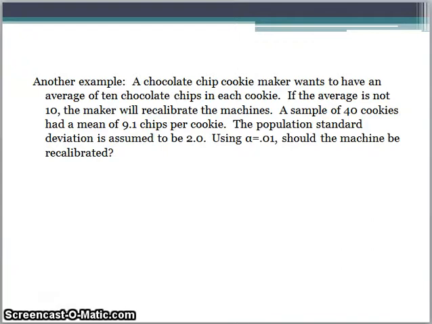Here's another example. The chocolate chip cookie maker wants to have an average of 10 chocolate chips in each cookie. If the average differs from 10, the maker will recalibrate the machine. A sample of 40 cookies has a mean of 9.1 chips per cookie, and we are assuming the population standard deviation is 2.0. Using alpha equals 0.01, should the machine be recalibrated? And again, because we have the population standard deviation, that means that we're using z and not t.